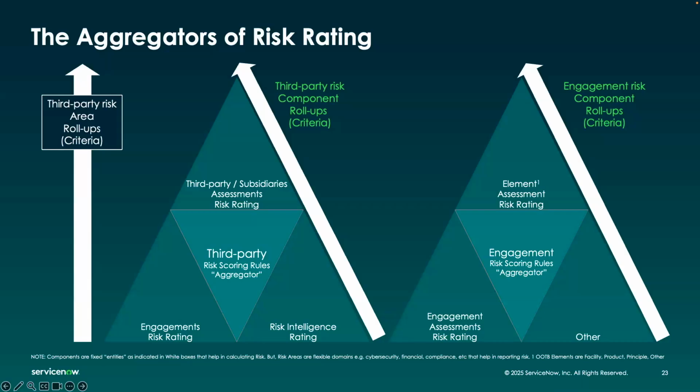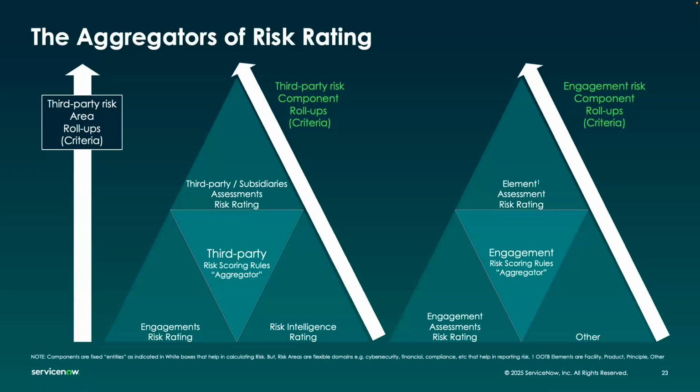The risk ratings from these components are aggregated using a weighted average that produces engagement risk rating. Now, here's the nuance that we need to be aware of. Each risk scoring rule has an order number. This allows you to set precedents when multiple rules could apply to the same third party, subsidiary, or engagement. The rule with the highest order value takes precedence and will be applied in the risk calculation.